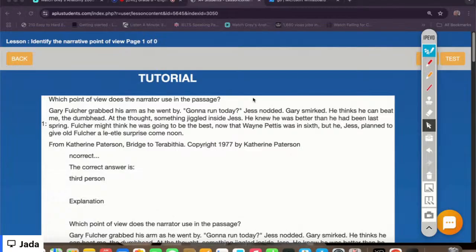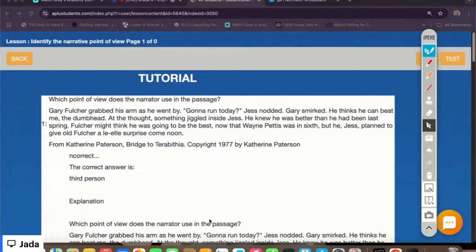Gary Fletcher grabbed his arm as he went by. Gonna run today? Jess nodded. Gary smirked. He thinks he can beat me. The dumbhead. At the thought something jiggled inside Jess. He knew he was better than he had been last spring. Fletcher might think he was going to be the best now that Wayne Peters was in sixth, but he just planned to give old Fletcher a little surprise come noon.